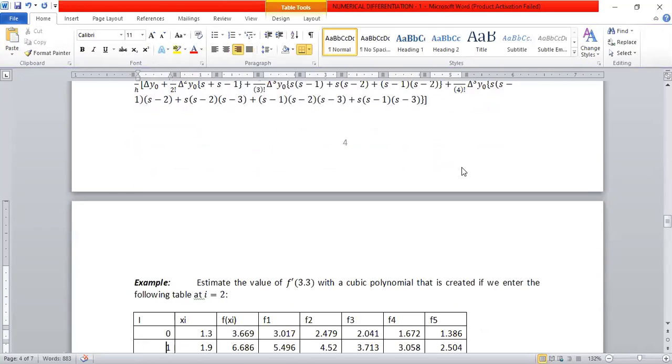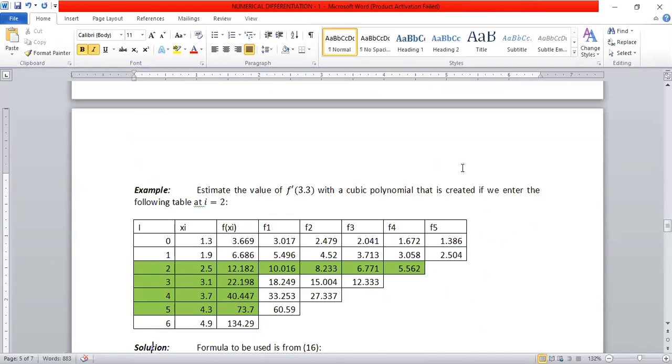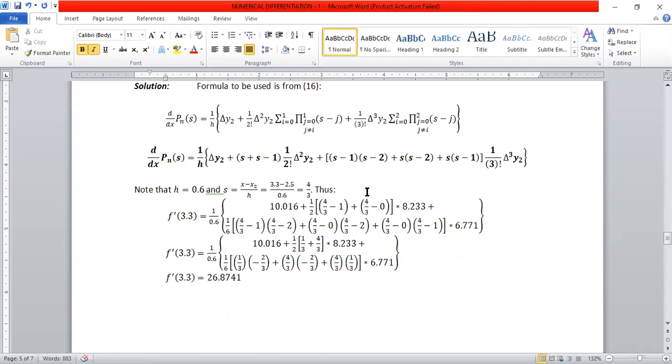So let us see what example we are working on. We have to estimate the derivative at 3.3 with the cubic polynomial, yani third degree estimate karna hai humne that is created if we enter following table at i is equal to 2. Acha ji. Third degree. Third degree means you have to go up to what? You have to go up to this third order divided difference, third order forward difference. Now, substituting what values?